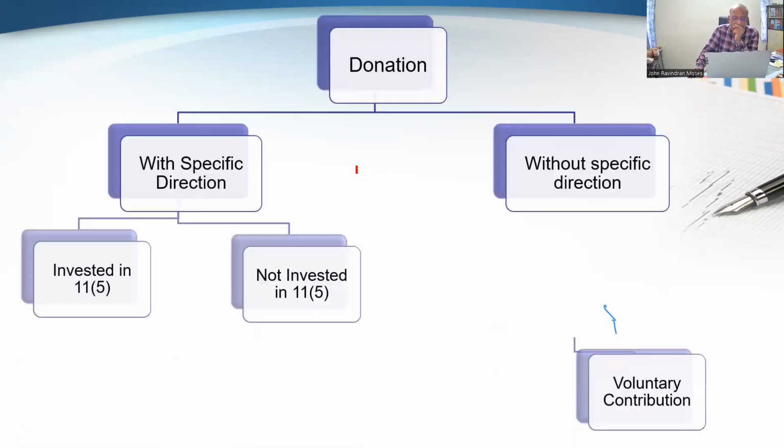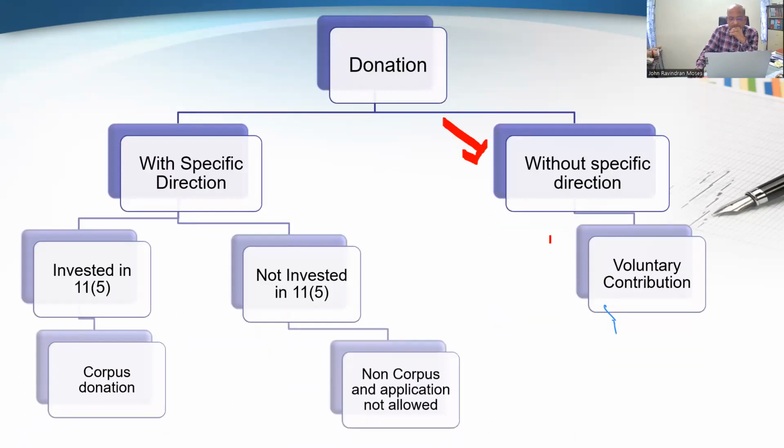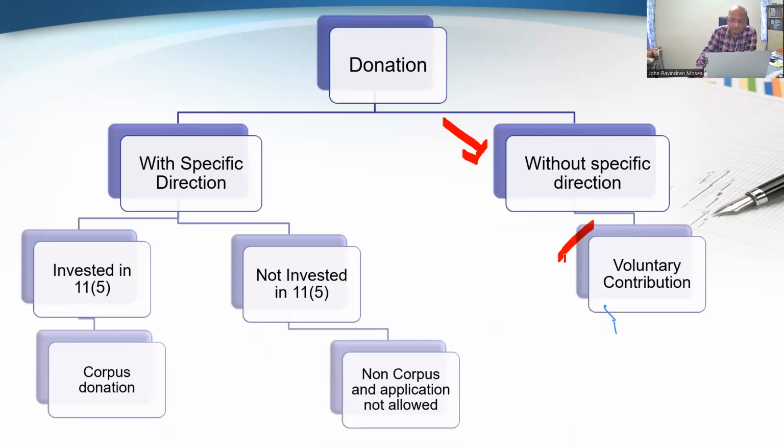Okay, right? So donations can normally be of two types. One is without any specific direction. This is your normal voluntary contribution. Okay, right? And you are eligible for 85% application. You can save 15%. Then you get the specific direction, that is corpus. You put the money in 11/5. When it becomes corpus, you get the deduction. If you get a specific direction but you do not invest, you will not get the deduction. It is a non-corpus. Application is also not allowed.